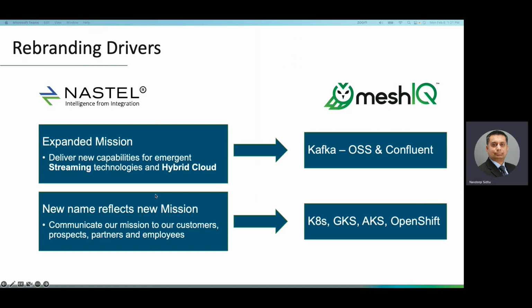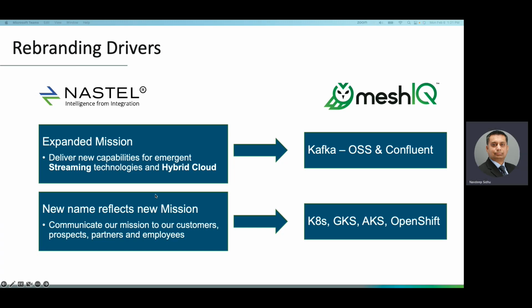So why did we rebrand the company? Nastal has been a very successful company in business since 1994. Why did we choose to rebrand the company? So first of all, the name should align with the mission. And now we have an expanded mission. We are delivering new capabilities for emergent streaming technologies across hybrid cloud.